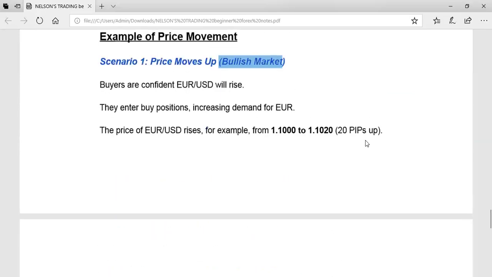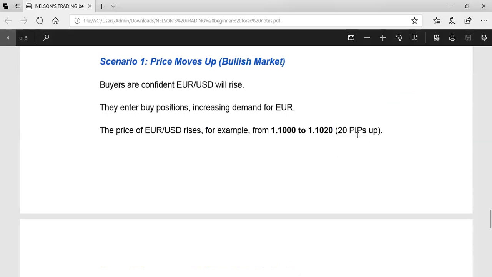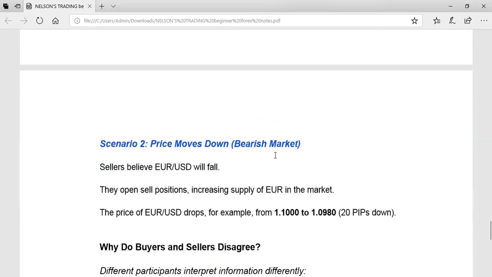As we have seen, to calculate the number of pips, we subtract one price from the other, and then we get the 20 pips. The second scenario: price moves down, that is a bearish market. We said when the price is moving up, we call it a bullish market, and when the price is moving down, we call it a bearish market.